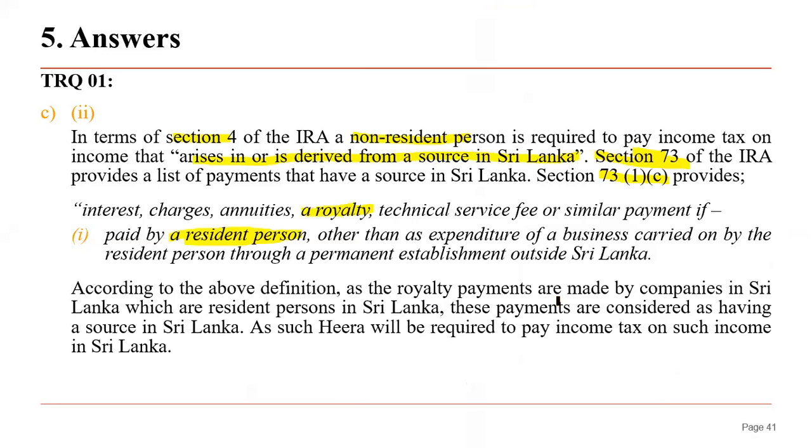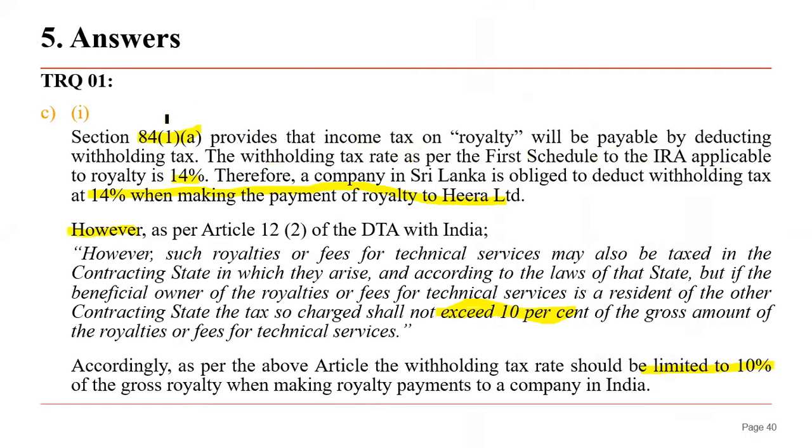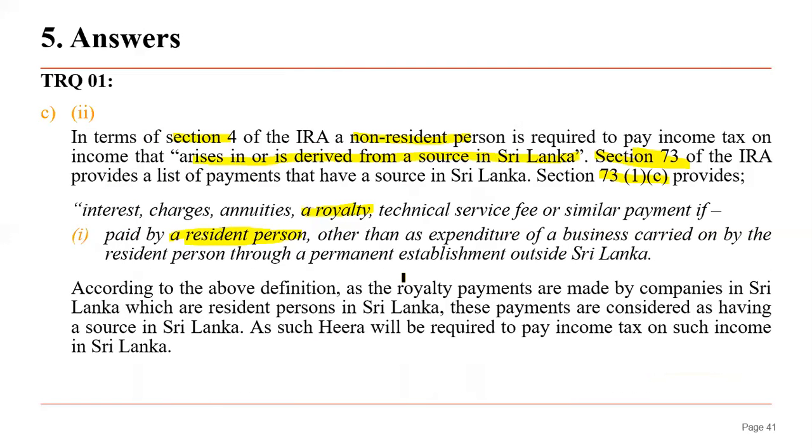So then go back to the source principle and emphasize it. First of all, you need to emphasize the Section 84 royalty definition, and then come back to the DTA provision and emphasize the Section 73 source principle. Then they conclude accordingly that, for the resident, these payments are considered as having a source in Sri Lanka.